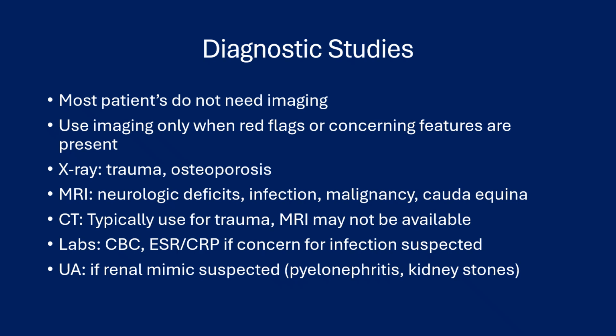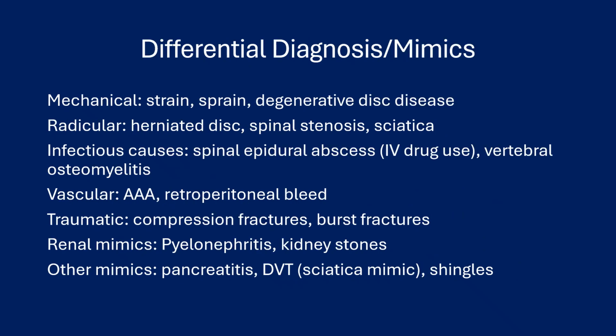Labs: CBC, erythrocyte sedimentation rate, or C-reactive protein if there's concern for infection. I always get a UA in these patients if nothing else, to rule out renal mimics like pyelonephritis and kidney stones. UA is going to be very helpful from the standpoint of looking for hematuria that you would expect to see with kidney stones, or infection signs that you would see with pyelo. But it also gives me an idea about their urinary function.